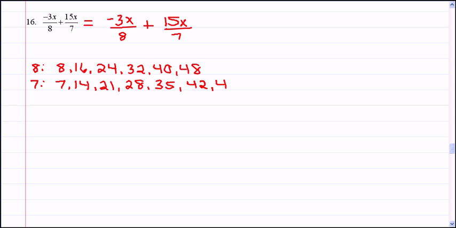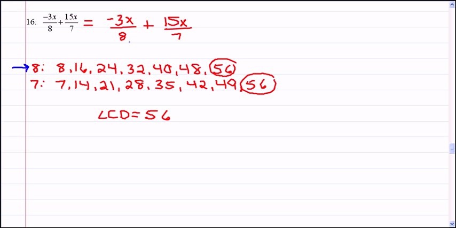So I'm just going to make this list a little bit longer since we don't have a match. And the next multiple of 8 is actually 56. And we have a match, so the least common denominator is 56. So on 8's list, 56 is the 7th number. And on 7's list, 56 is the 8th number.